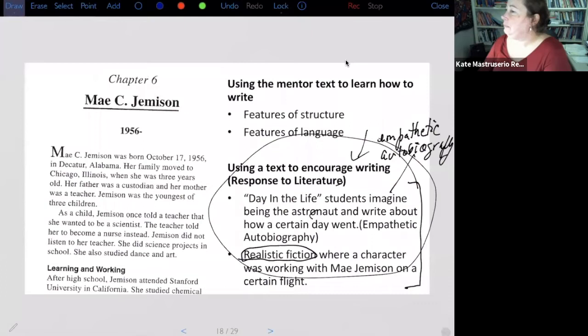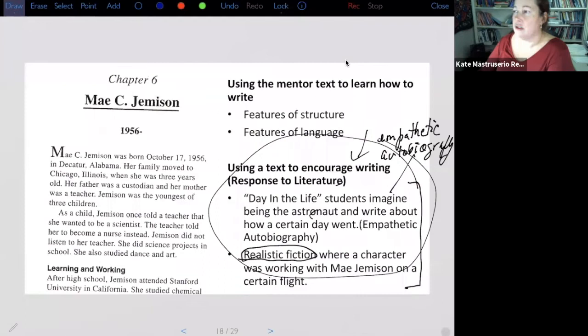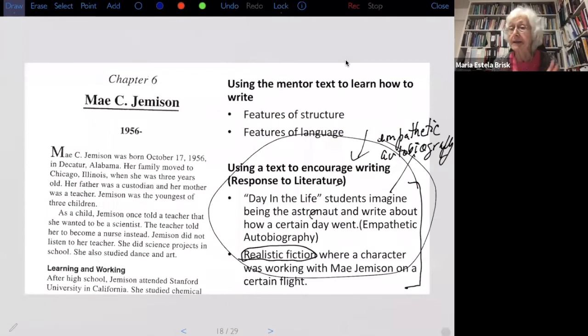Well, the mentor text is not on the topic that the kids are writing about, you know? It's just the genre. So for instance, this mentor text, I recommended it for the first time, and then I've used it a lot because it's great. One of the features of the mentor text is that it's simple and short.